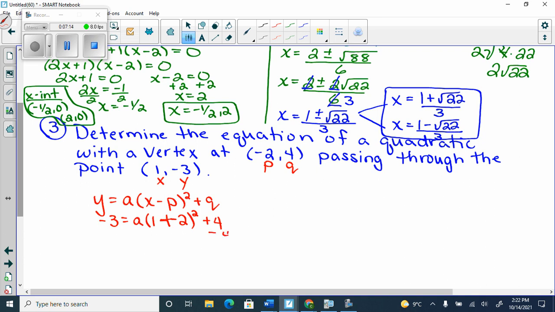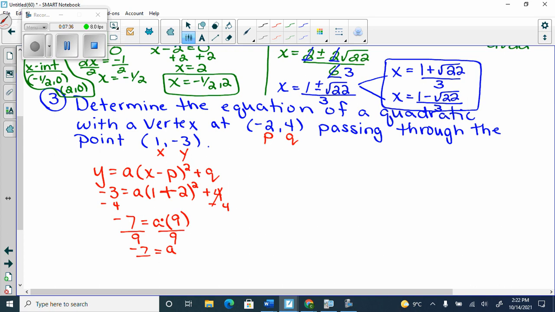So we subtract our 4 over. We get negative 7 equals a, and then this is 3 squared, which is 9. Then we divide by 9. They're multiplied, so how do I get rid of the multiplication? And then I'm not done because that's not an equation, that's just the a. So I do the equation with the x and the y staying x and y, and I fill in my a and my p and q. So I get a is negative 7 over 9, x minus negative 2, so plus 2 squared plus 4.